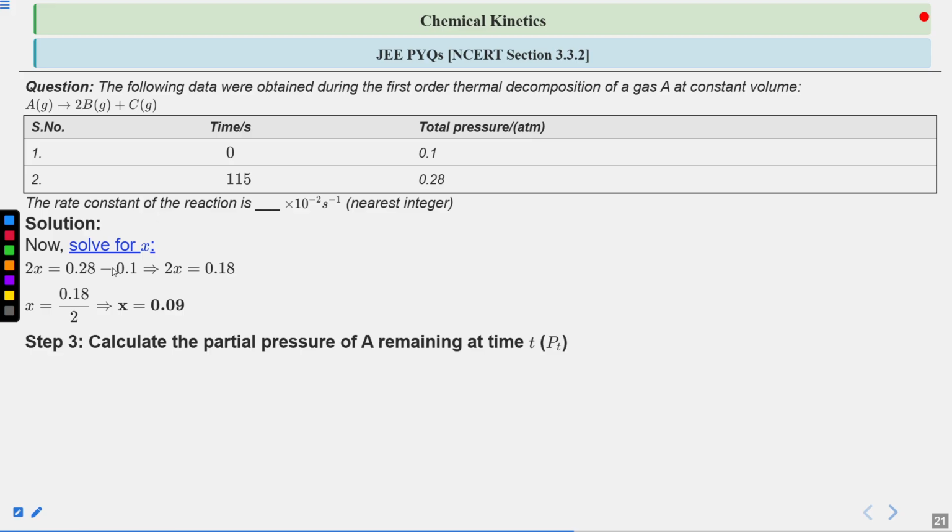Now we do step 3. We follow step 3, which says calculate the partial pressure of A which is remaining at time t. That means PT, now you have to find out. So the partial pressure of A at any time t is given by PT equals P naught minus X. X here represents the decrease in the pressure. So PT will become P naught, P naught is 0.1, minus X, X is 0.09. When you solve this, the pressure will be 0.01.